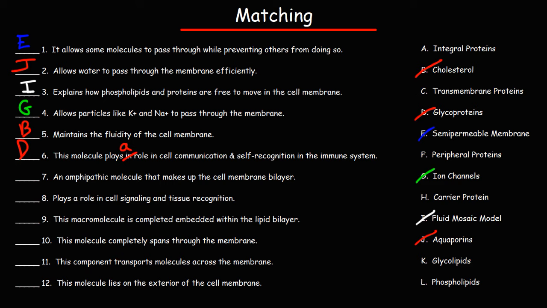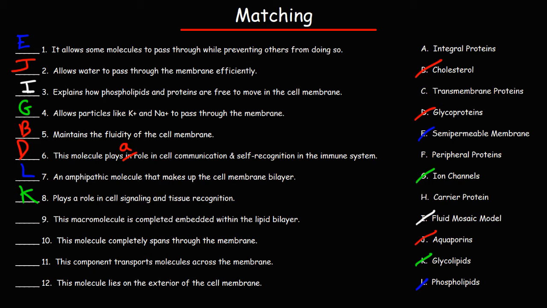Number 7, an amphipathic molecule that makes up the cell membrane bilayer. Which one is that? So the answer is going to be L. Phospholipids are amphipathic. They contain hydrophobic and hydrophilic parts to themselves, and they make up the phospholipid bilayer of the cell membrane. Number 8. So this plays a role in cell signaling and tissue recognition. So this is going to be the glycolipids.